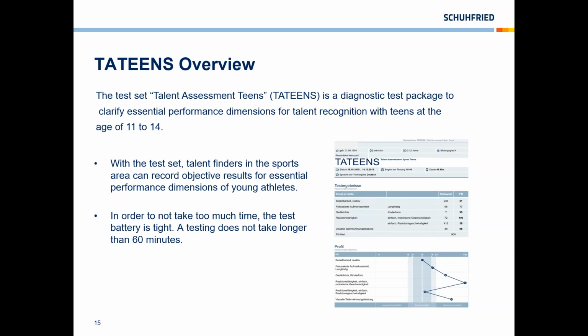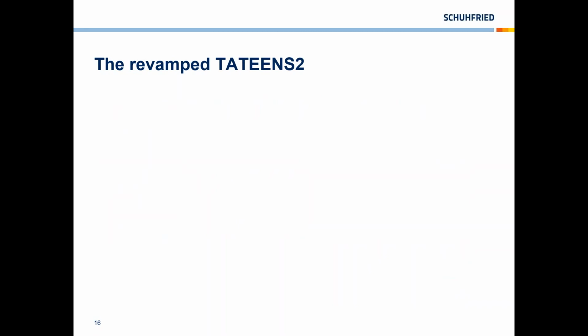So there are a few dimensions in there that can be assessed for talent selection, talent assessment, in different sports. And it's not really long. It doesn't take longer than 60 minutes, so it's rather short. And this thing has been around for some time. But we're not really happy with it. There were some issues with fit scores, for example, and it wasn't really a success. So we thought we can do better, and we did better.